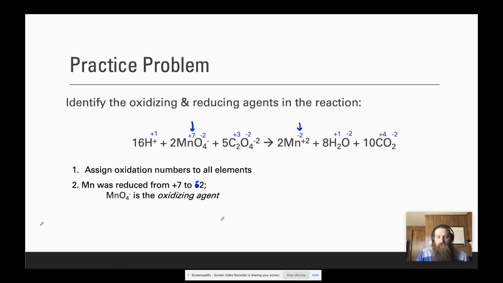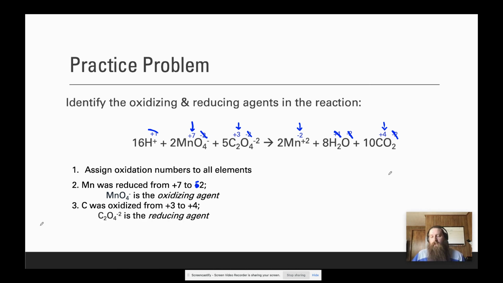Who else changed? Well, carbon went from +3 to +4. So it changed. Now, ask yourself, look at the numbers. Did anything else change? Well, hydrogen didn't change. Neither of my oxygens changed. So I've only identified who changed, and like we said before, it's usually only 2. So carbon was oxidized from +3 to +4, and that means it is the reducing agent.